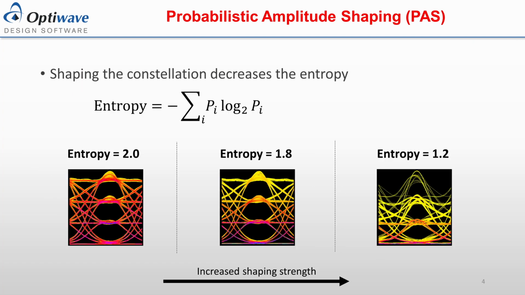By shaping the constellation, the entropy of the signal is decreased. The bottom three figures display the electrical eye diagrams for PAM4 under various amounts of shaping, demonstrating no shaping, weak shaping, and strong shaping.